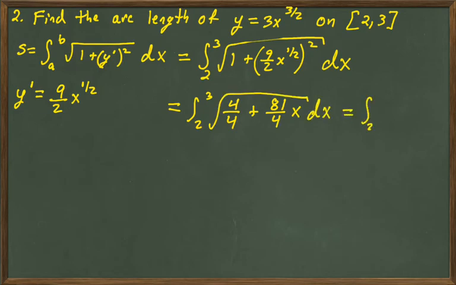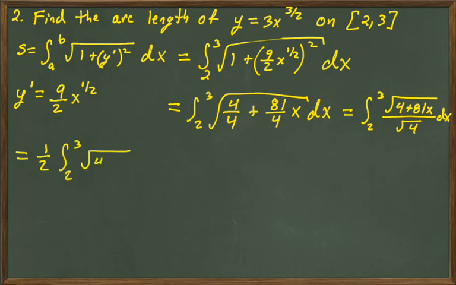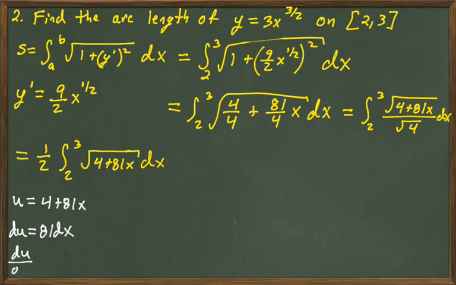So that's going to be the integral from 2 to 3 of the square root of (4 plus 81x) all over the square root of 4, using properties of square roots. The square root of 4 is 2 in the denominator, so we're going to slide the 1/2 out. Integral from 2 to 3 of the square root of 4 plus 81x. So we can do a simple u substitution. u is 4 plus 81x, du is 81 dx. Solving for dx, we have du over 81 is dx. So this becomes 1/2 integral.